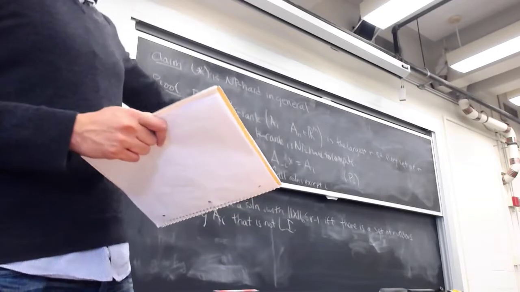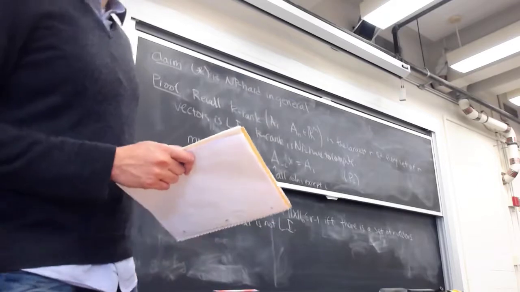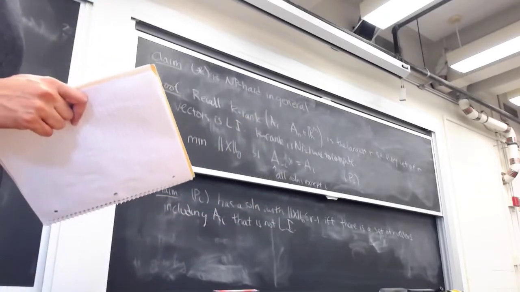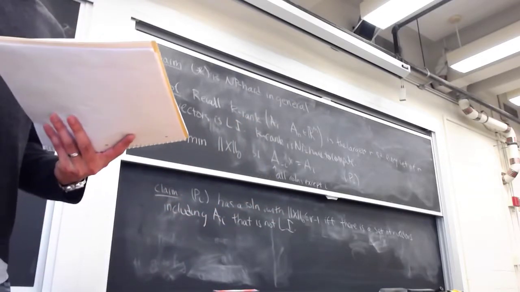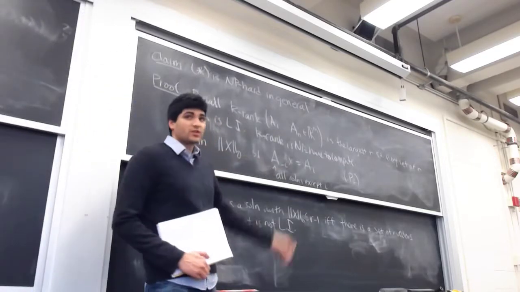So can anyone tell me why this is true? It should be immediate, actually. We've just written the ith column as a linear combination of r minus 1. Exactly. That's explicitly what this is trying to do.